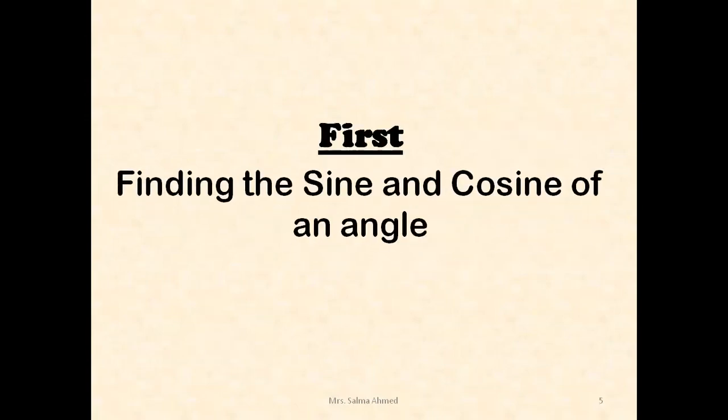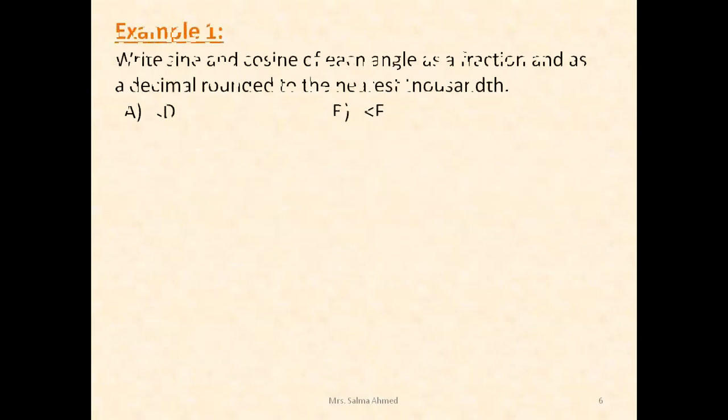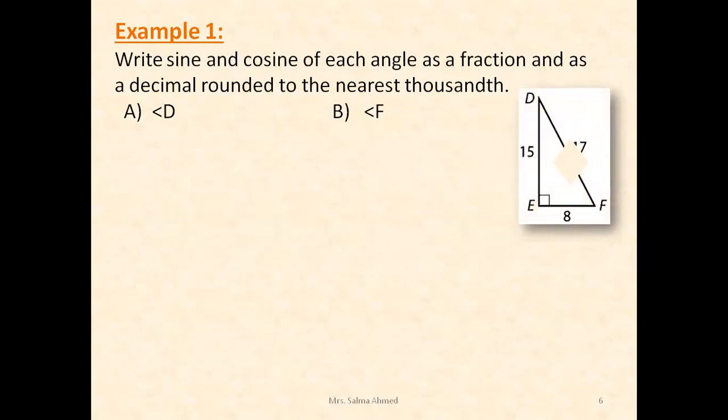First, we are going to find the sine and cosine for an angle. Example 1. Write sine and cosine for each angle as a fraction and as a decimal rounded to the nearest thousandth. So here we have the right triangle. I need to find the sine and the cosine for D and the sine and cosine for F. These are the two acute angles that I'm going to get the trigonometric ratios for.